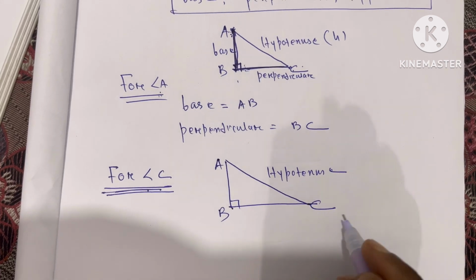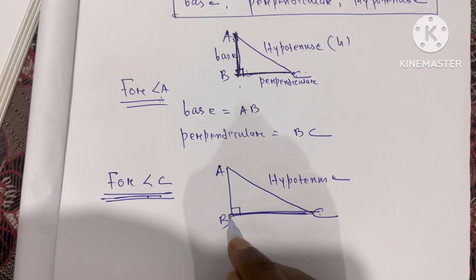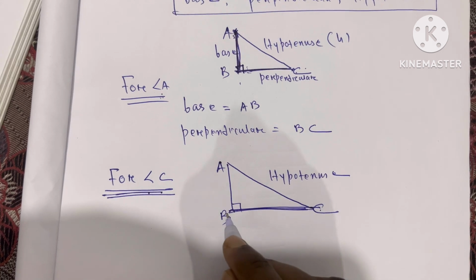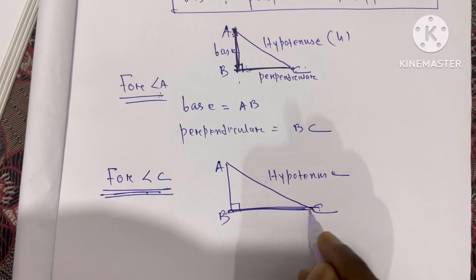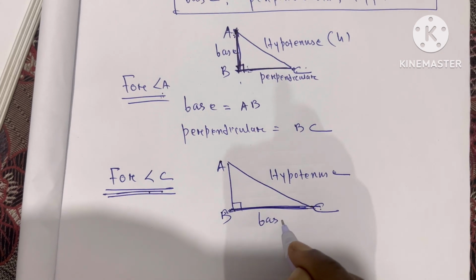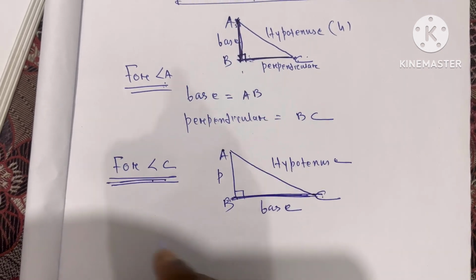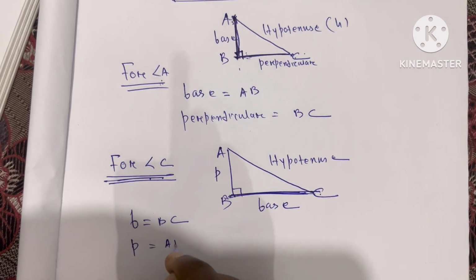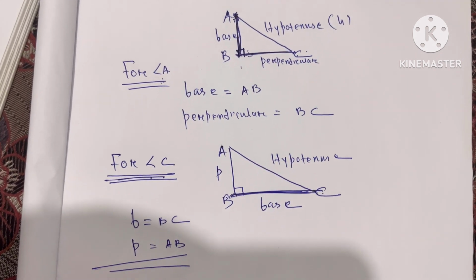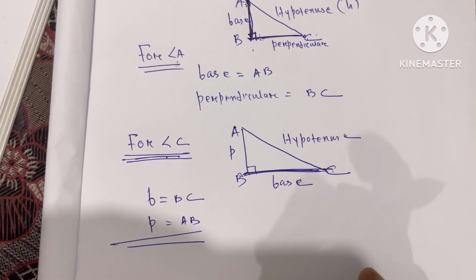But now I consider angle C. So for angle C, base will be what? BC. This is the given angle, and this is the 90 degree angle. The joining line between 90 degree and the given angle is called base. So this will be base, and this will be perpendicular. So base will be BC, and perpendicular will be AB. So be careful to select perpendicular and base.